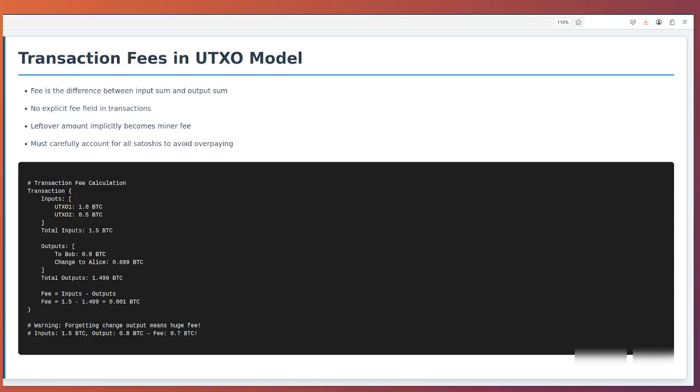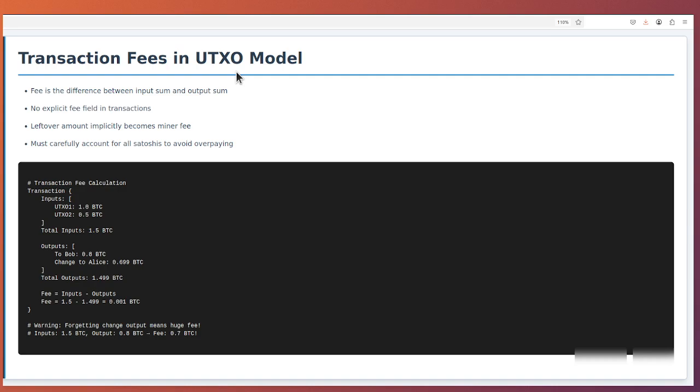Transaction fees and the UTXO model. Transaction fees in Bitcoin work elegantly with the UTXO model through a simple principle: the difference between inputs and outputs. Here's how it works. When you create a transaction, you select UTXOs as inputs that add up to at least the amount you want to send. Then you create outputs, one to the recipient, and usually one back to yourself as change. The transaction fee is whatever's left over. It's the amount not explicitly claimed by any output. For example, if you have inputs totaling 1 Bitcoin and you create outputs totaling 0.999 Bitcoin, the missing 0.001 Bitcoin becomes the transaction fee that goes to the miner.